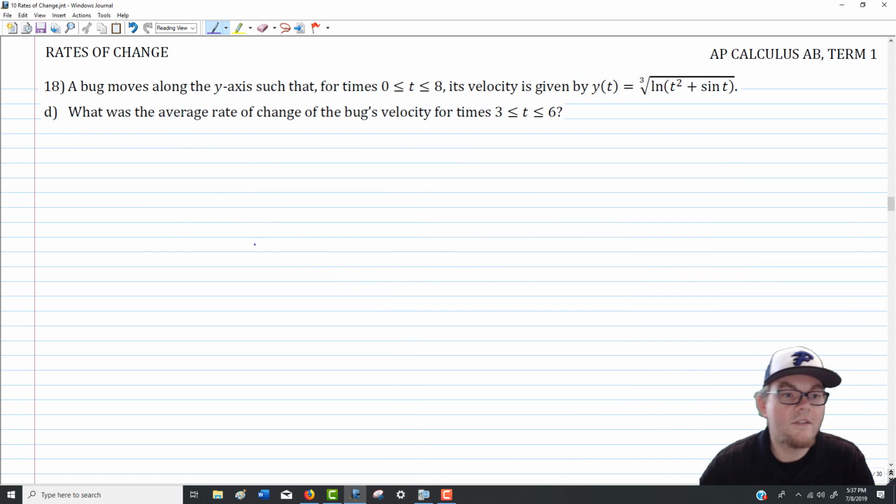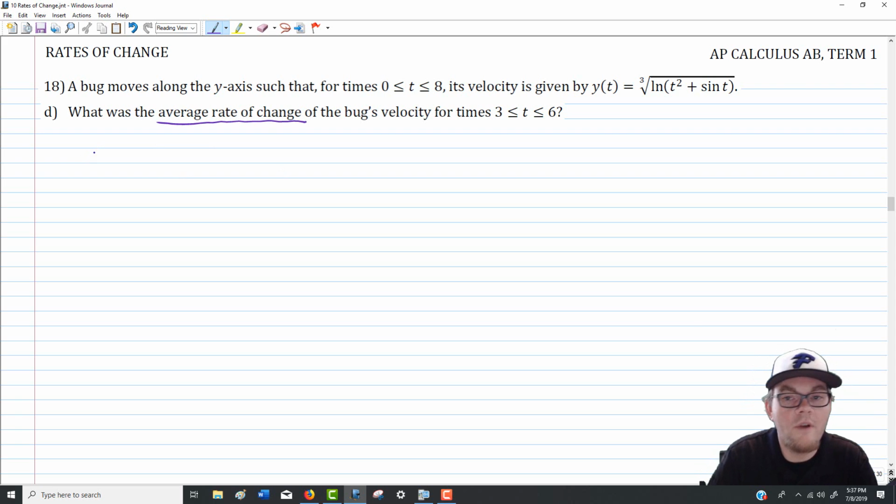Okay, finally, the last question asks us, what was the average rate of change of the bug's velocity for times 3 to 6? This is not particularly difficult. It actually would have been a fairly difficult question had we asked for the average rate of change of the bug's acceleration, because that would have taken us a little bit more time to get there. That would have given us what's called the average jerk, by the way. This instead is going to give us the average acceleration, but technically that's neither here nor there.